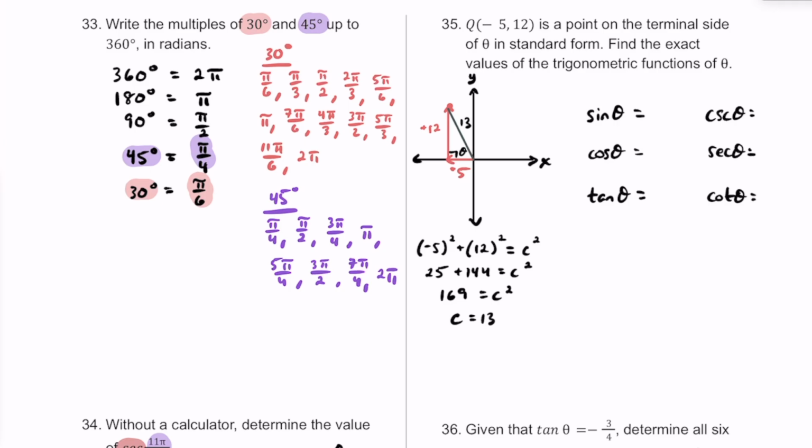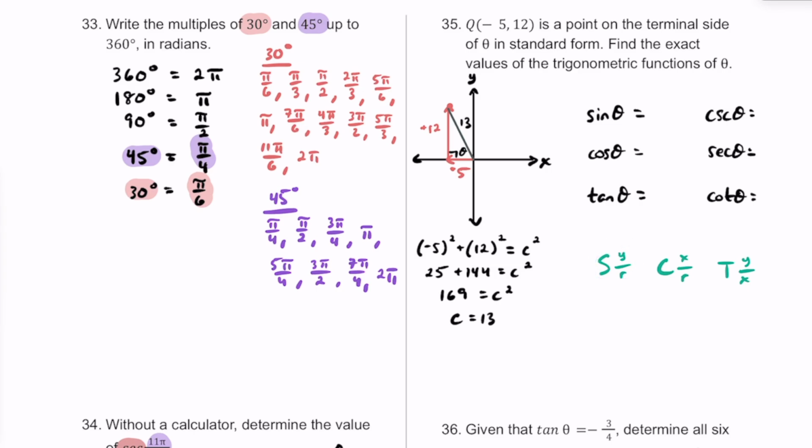Okay, so I'm going to write this down to help you remember maybe: sine is always the y value over the r value, cosine is always the x value over the r value, and tangent is always going to be the y value over the x value. And then our cosecant, secant, and cotangent of theta are just going to be the reciprocals of these 3. So I'm not going to write those down. So let's do sine first.